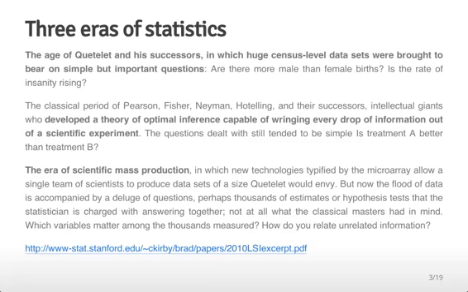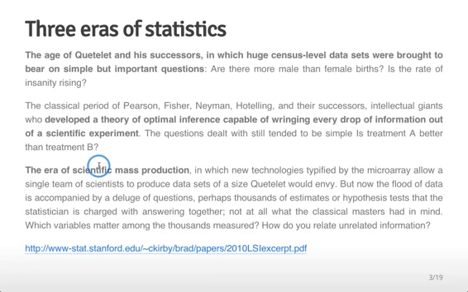So this is related to the three eras of statistics, which appears in a book by Brad Efron, a professor of statistics at Stanford. He talked about the first era as being when huge census-level data sets were brought to bear on simple but important questions, where they just collected a lot of data to try to describe a population. Then the classical period of statistics developed a theory of optimal inference for wringing as much information as possible out of small sample sizes. This is back when data was very expensive or difficult to collect.